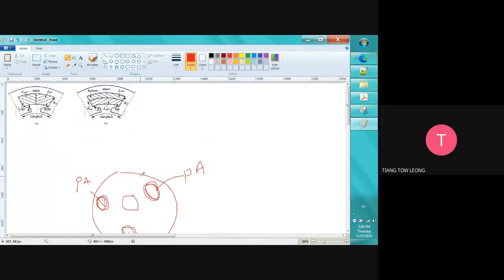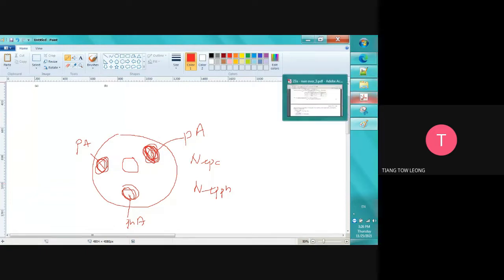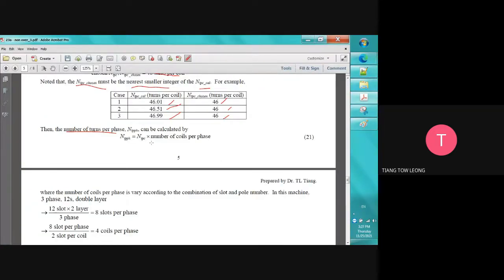So just now what we calculated is actually the number of turns per coil. How many turns in this one coil? Then the number of turns per phase is actually the total turns calculated in phase A. So that's the difference. That's why we use number of turns per coil times number of coils per phase.